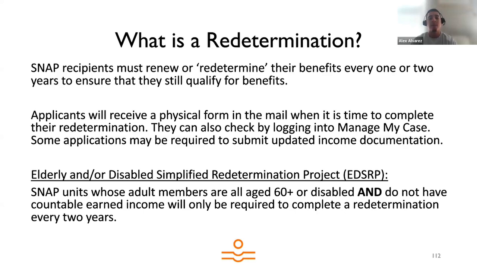Some applicants may be required to submit additional documentation regarding income. Again, they just want to make sure that their income has not changed or that they're within that eligibility threshold. Specifically for those elderly and or disabled, there are simplified redeterminations. These are SNAP units whose adult members are all age 60 and over or disabled. For those folks, they will only have to redetermine every 2 years. So everyone else will redetermine every year, and these will only have to redetermine every 2 years.